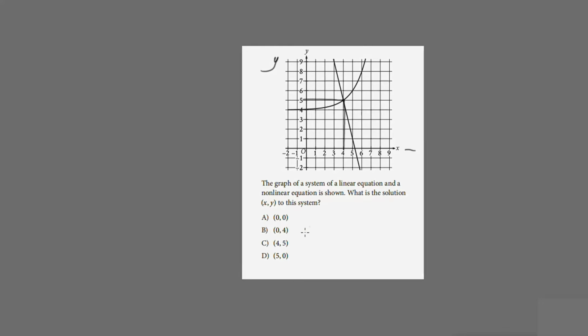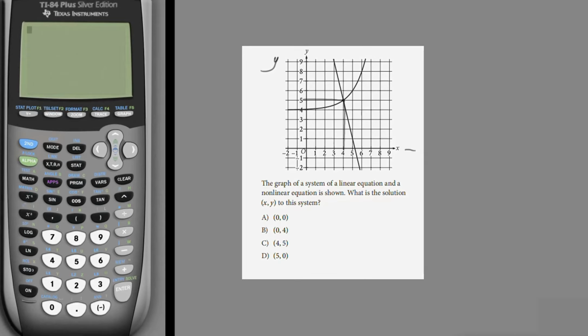So the right answer to this question is option C. What is the solution (x, y) to this system? At this point of intersection, the coordinates are x equals 4 and y equals 5. The right answer is option C. So you don't need the calculator. This can basically solve this kind of problem easily and fast. Hope you learned something interesting from the video.